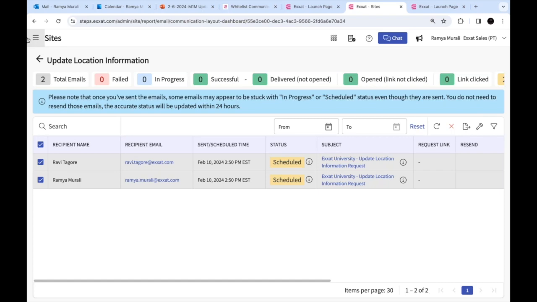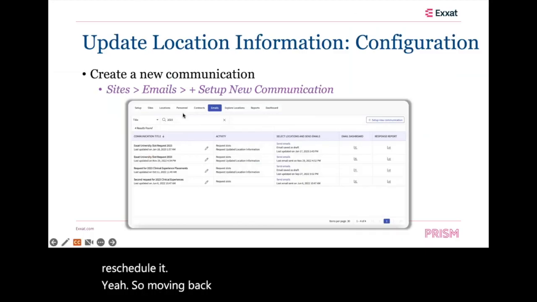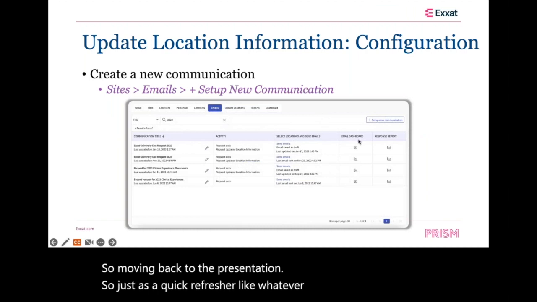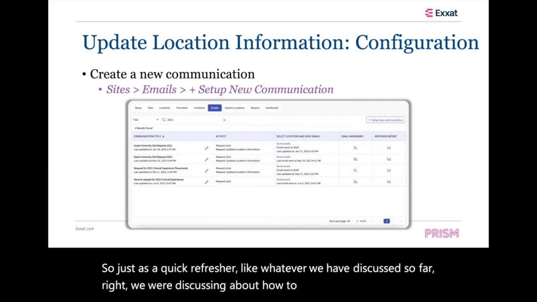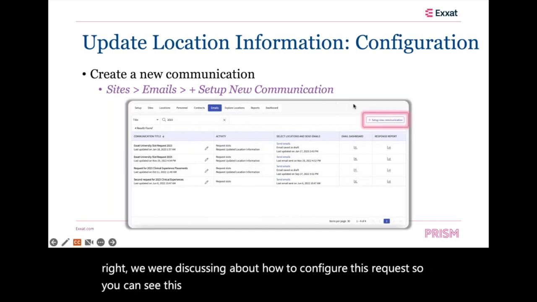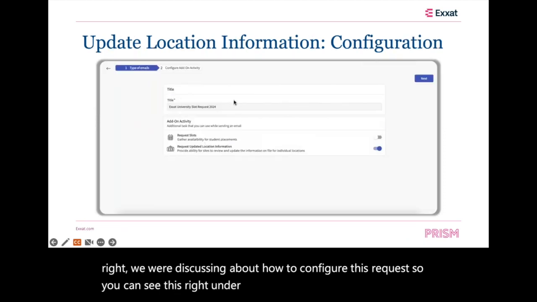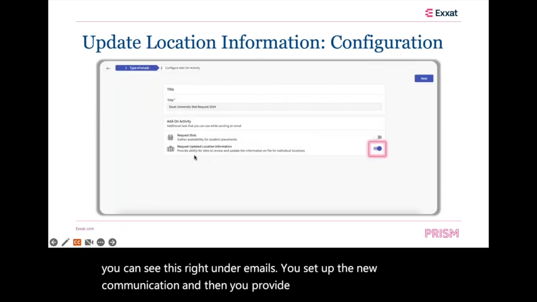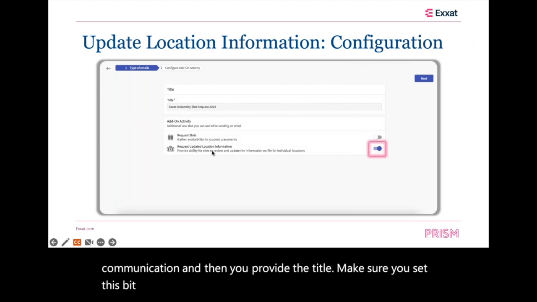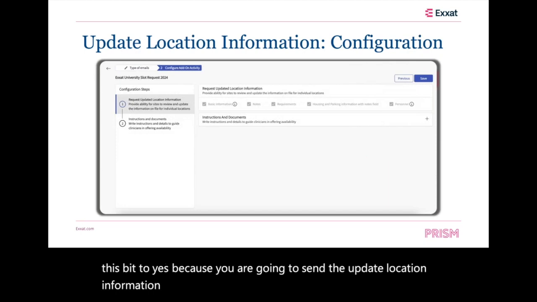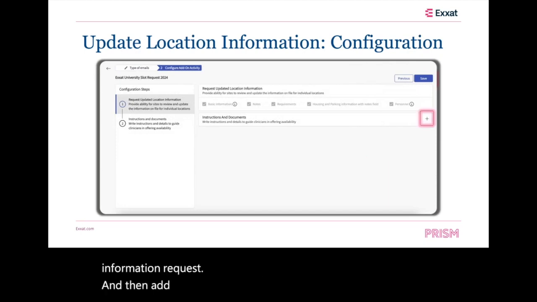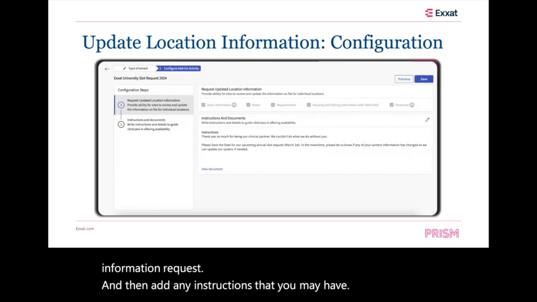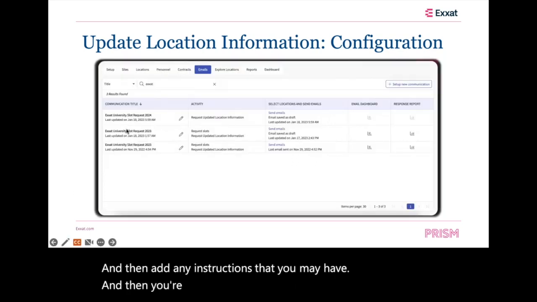Yeah. So moving back to the presentation. Just as a quick refresher, whatever we have discussed so far, we were discussing how to configure this request. You can see this right under emails, you set up the new communication, and then you provide the title. Make sure you set this bit to yes, because you're going to send the update location information request, and then add any instructions that you may have, and then you're done with it. So your configuration is complete.